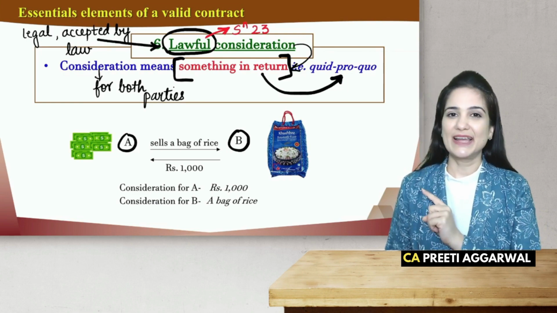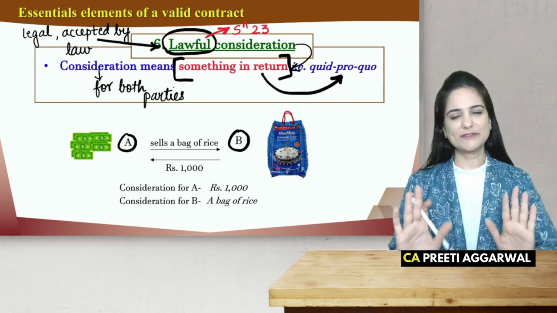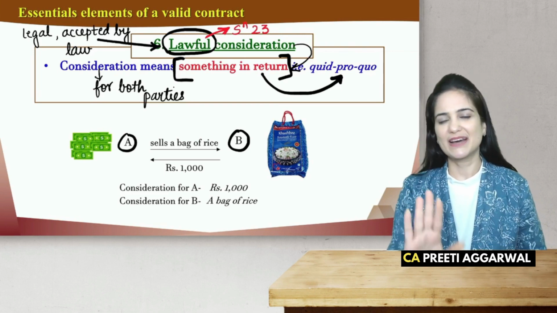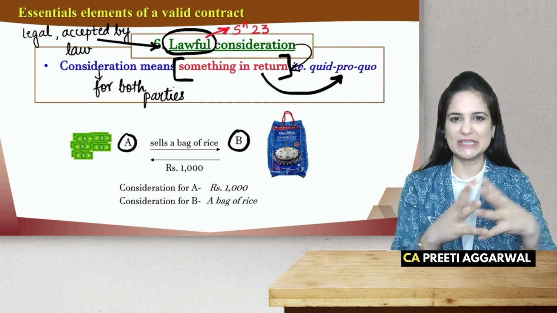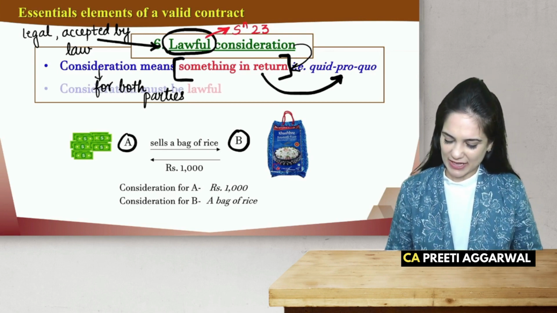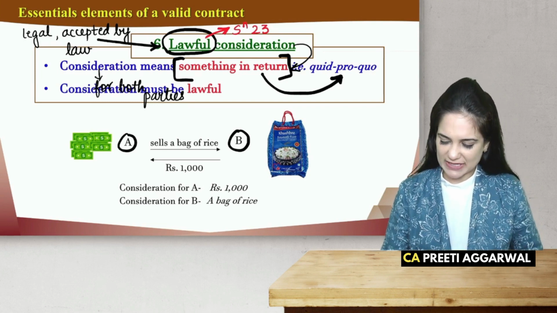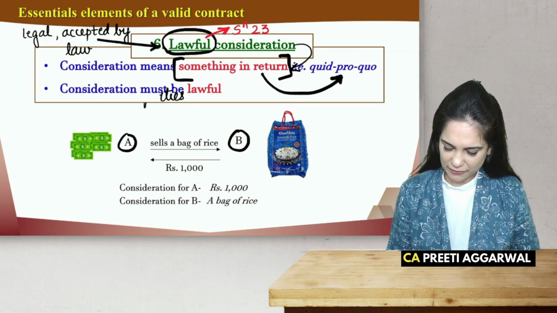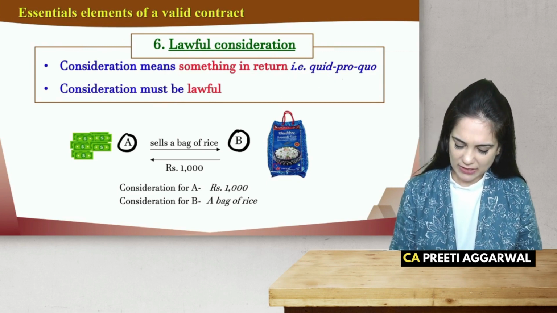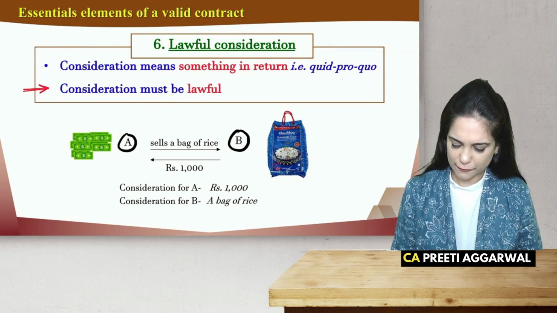The next element is related to this, but I will wait for some time in case you wish to take down notes. Both the examples which we discussed, they are given in the notes, they are printed in the notes. This was just an explanation. Finished writing? Okay. Consideration must be lawful. We discussed that. You can add this point. The consideration must be lawful.